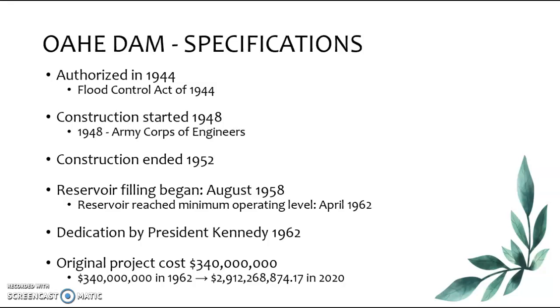I used an inflation calculator to determine the cost of the dam in 2020, which is almost $3 trillion. The original project cost was $340 million. Construction of this dam started in 1948 by the Army Corps of Engineers and ended in 1952. Reservoir filling began in August of 1958 and reached the minimum operating level in April of 1962. Dedication happened by President JFK in August of 1962.